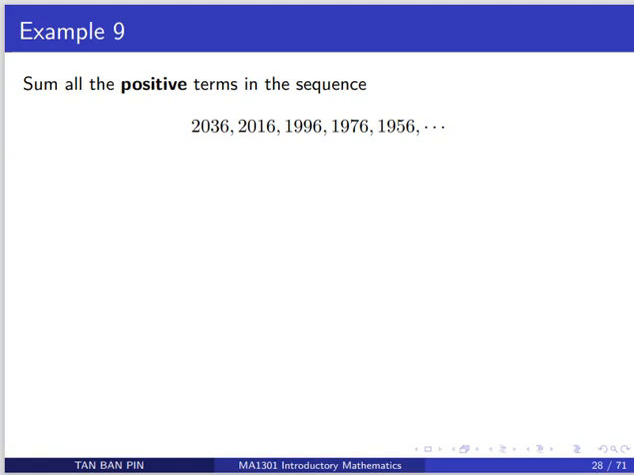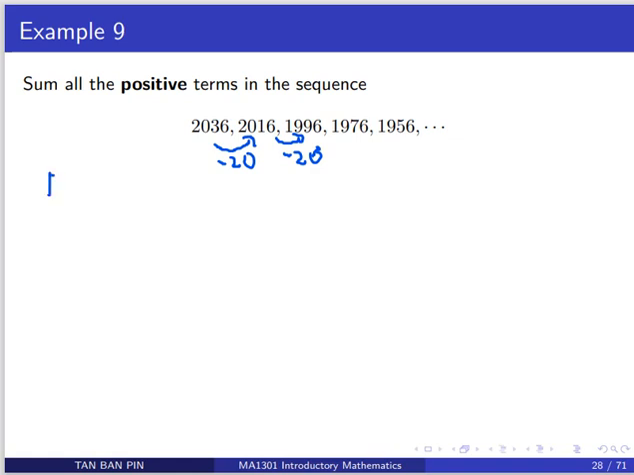In this question, we are supposed to find the sum of all positive terms in the sequence. We first observe that this is an AP with common difference 20. We can check: from 2036 to 2016 we subtract 20, and from 2016 to 1996 we subtract 20, and so on.